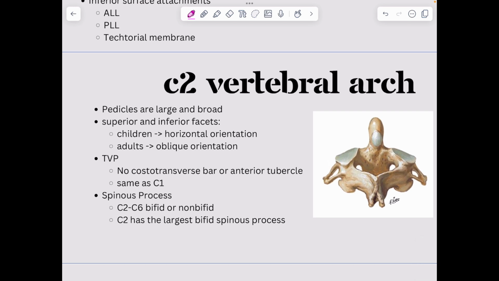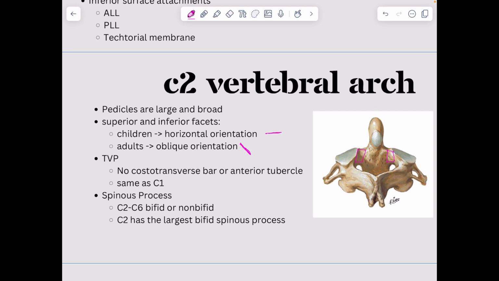So the C2 vertebral arch, the pedicles are large and broad. Right here, they're huge. The superior and inferior facets, in children, are going to be in a horizontal orientation, so they're going to be laying flat. And then in adults, they start to go into an oblique orientation, at an angle. The transverse process, there's no costotransverse bar or anterior tubercle. It's the same as C1.